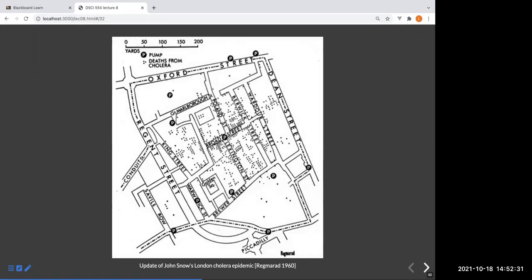You might have seen something similar to this for the same map. That is today called the dot map, where each instance here is one of the persons who passed away from the disease. And you see that here the pumps are more clearly marked.